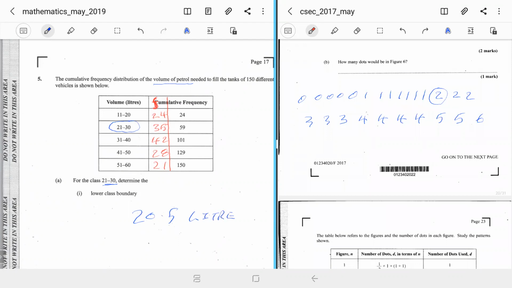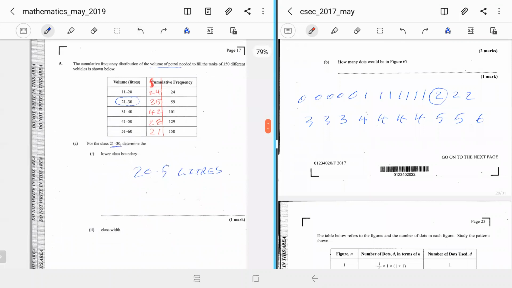Everything important. Say the measurement. All of these values are in liters. So say it. Come on. All right, 20.5 liters.